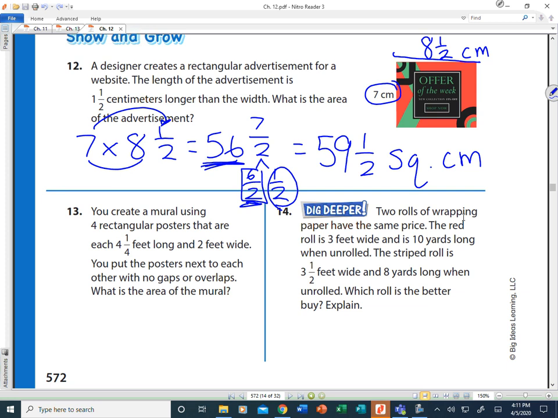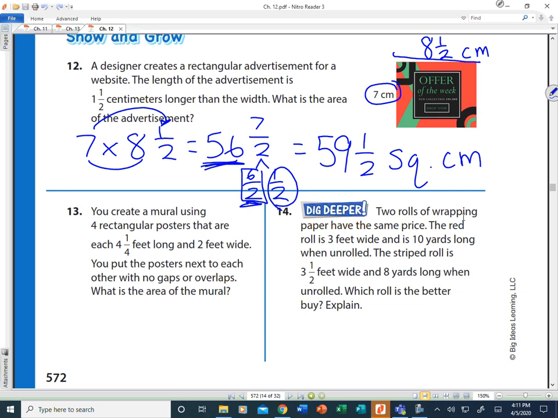Number 13. You create a mural using 4 rectangular posters that are each 4.5 feet long and 2 feet wide. You put the posters next to each other with no gaps or overlaps. What is the area of the mural? Well, if we have 4 of them and we're going to put them all next to each other, wouldn't we basically just find the area of one of them and then multiply that by 4?